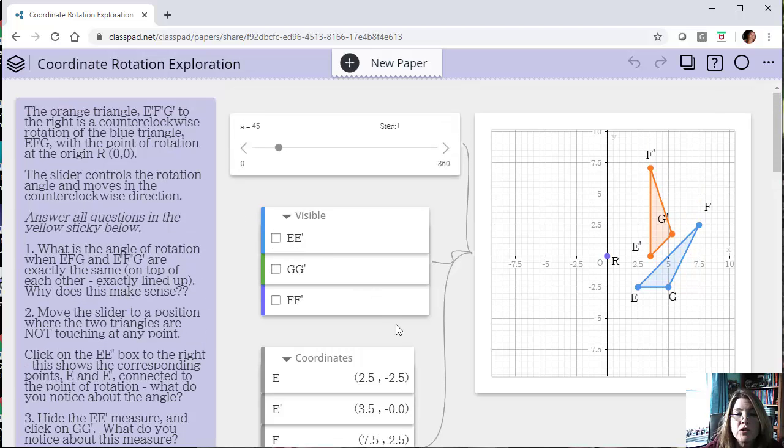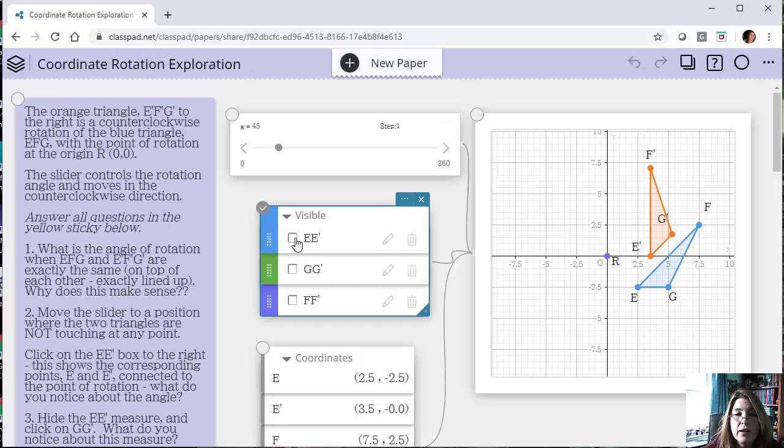The first couple of questions are to look at the angles between the corresponding points. They click on the boxes here and they can see this angle. They'll note that it's 45 degrees, and that's our angle of rotation. So one way to find the angle of rotation if you have two images is to simply connect the corresponding points to the point of rotation and measure that angle.